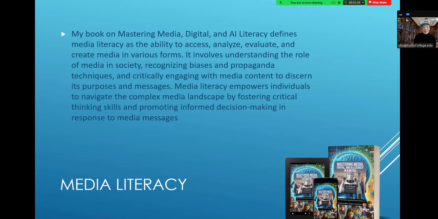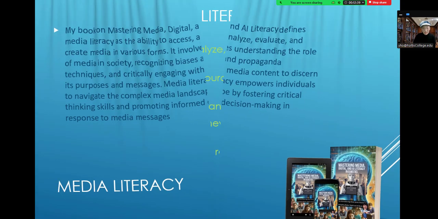In other words, don't believe everything that you read. Don't believe everything that's on social media. Know when you can believe something and when not to believe something. That is media literacy.